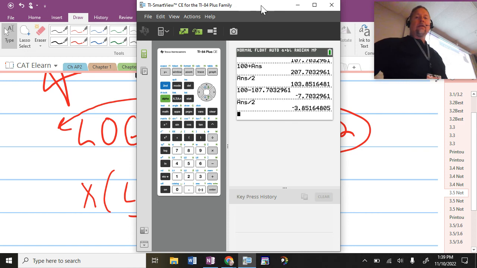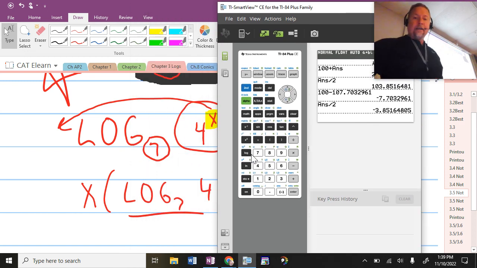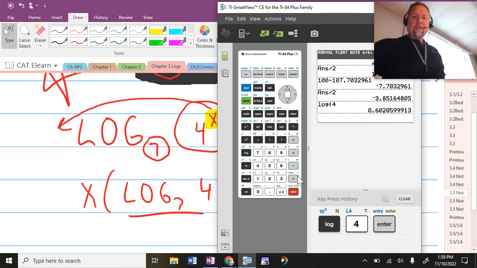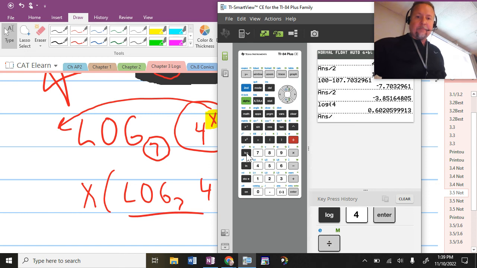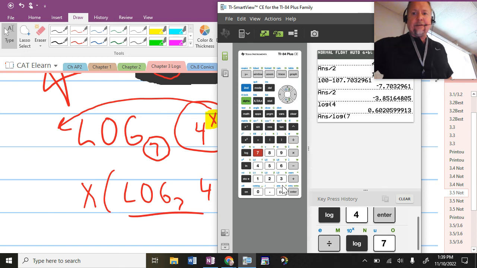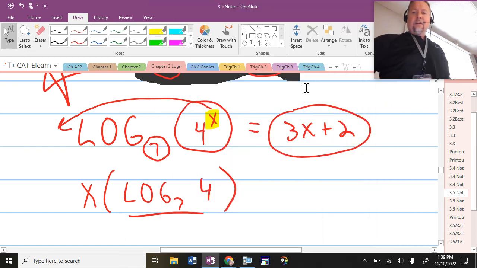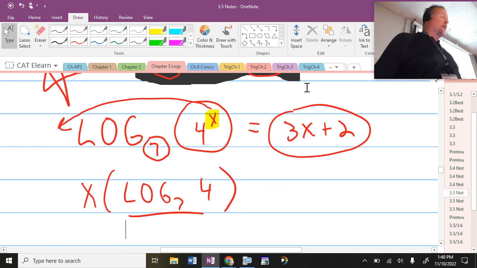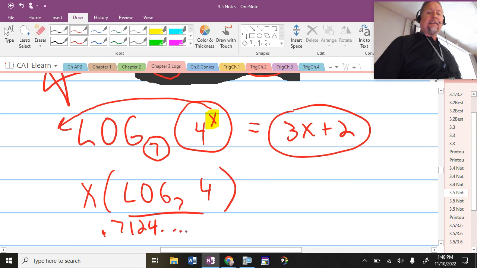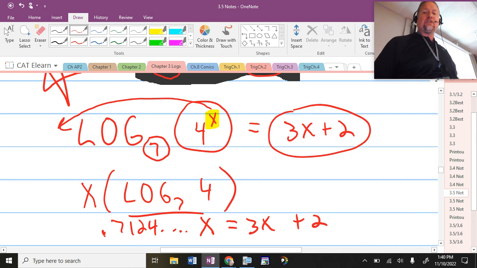It's not that bad. So I got to type log 4. If you're lazy, press enter, and then divide that by log 7. I want to make sure I'm hitting that. If I don't feel like closing that parenthesis, and I get 0.7124. Hold that there, though. My fat head's in the way. I got to move this over. Okay, so what was that? 0.7124 dot x equals 3x plus 2.